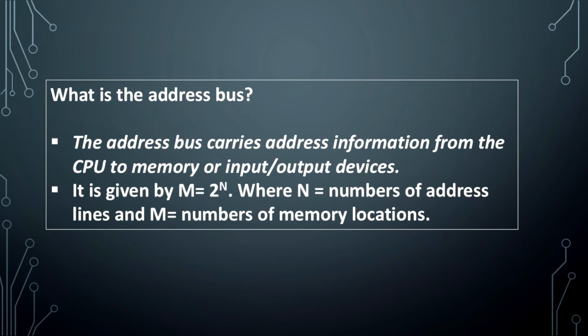What is the address bus? The address bus carries address information from the CPU to memory or input or output devices. It is given by m equal to 2 power n, where n equal to number of address lines and m equal to number of memory locations.